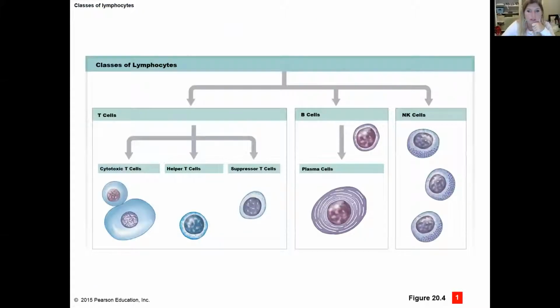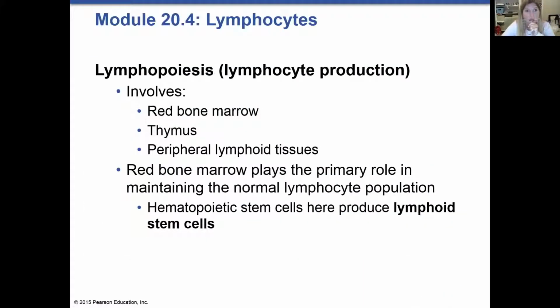So here you see the different classes: T cells, B cells, natural killer cells. T cells come in 3 varieties. There's a few more varieties, but your book leaves them out. Cytotoxic T cells, helper T cells, suppressor T cells, and then our B cells, which will differentiate into plasma cells to make antibodies. So the whole process of creating lymphocytes is called lymphopoiesis. Remember, we had erythropoiesis, right? So now we're looking at lymphopoiesis.